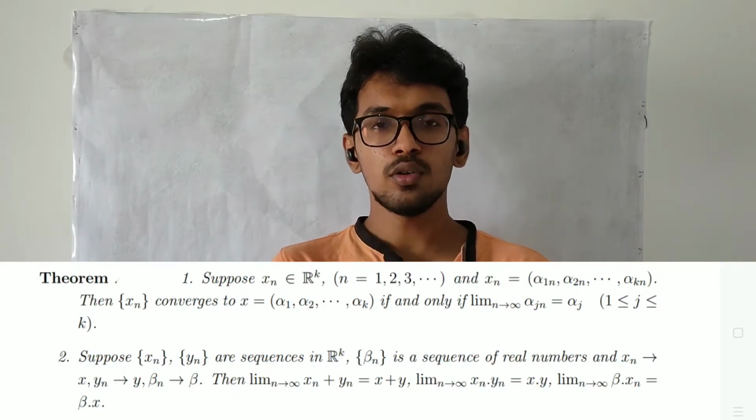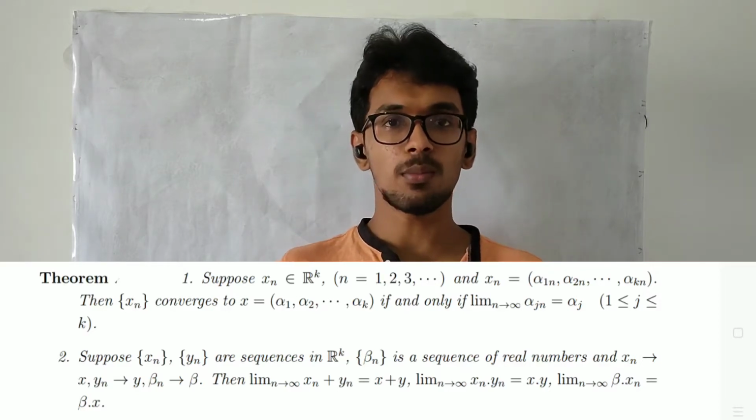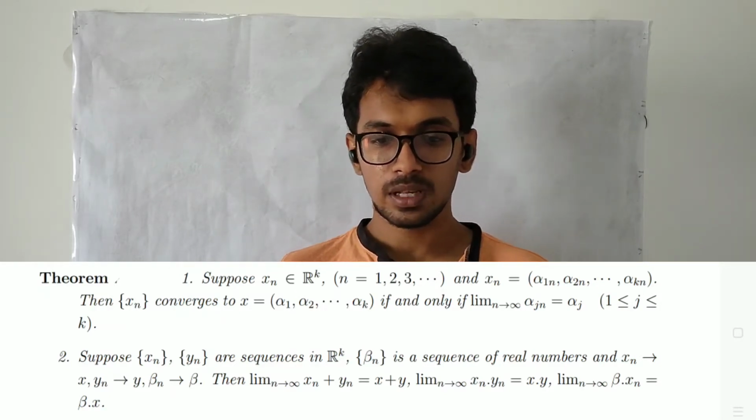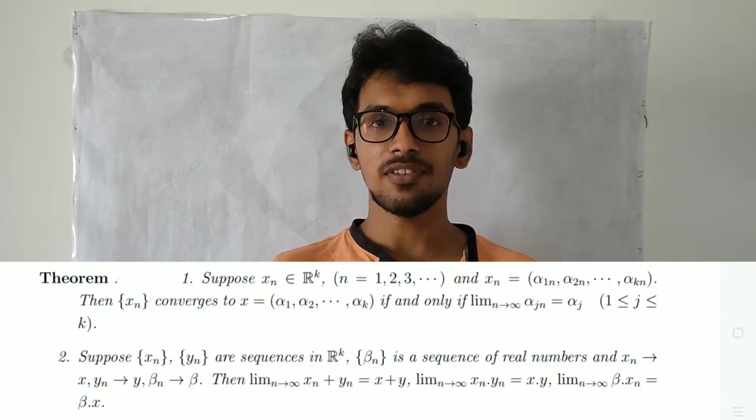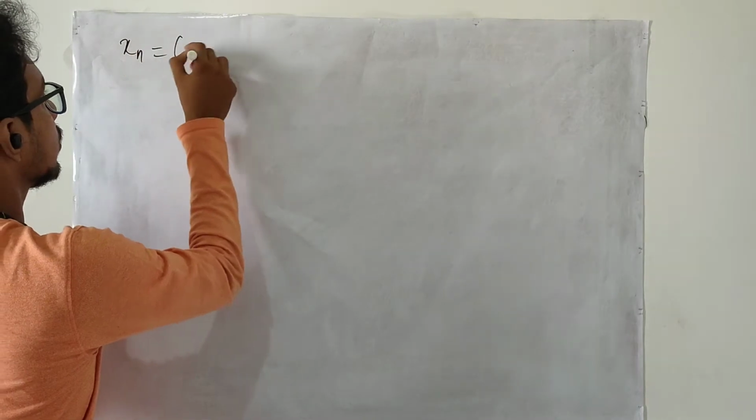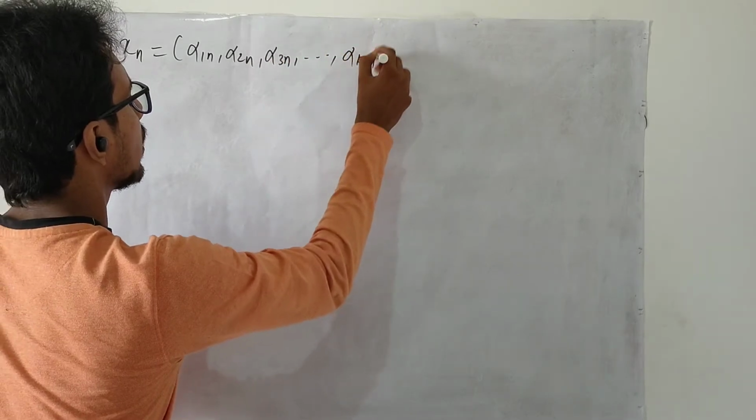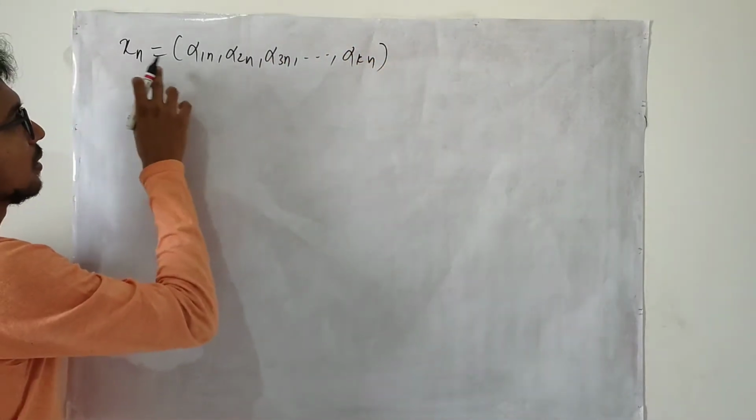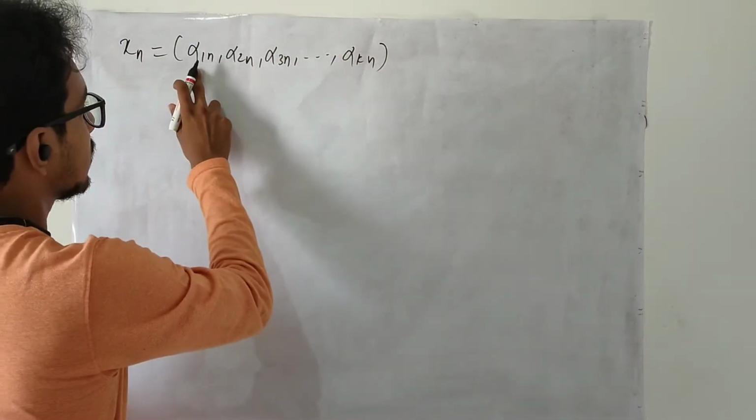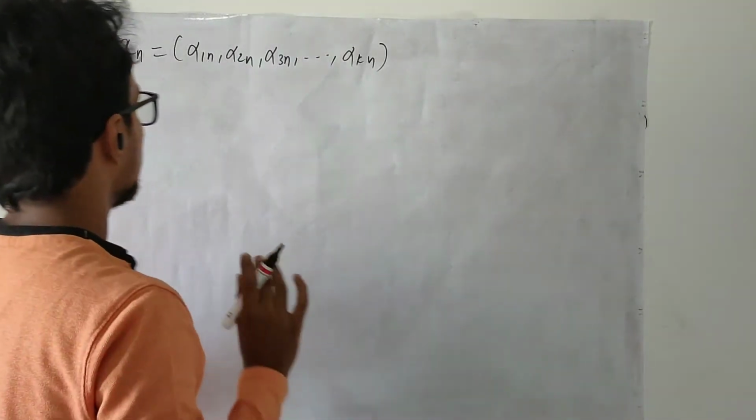Here, in Euclidean space, we are taking a point. In a Euclidean space, taking a point means it is a k-tuple. Since we have taken Rk, it is a k-tuple, right? That k-tuple is written with the notations that you may see now. Xn is equal to alpha 1n, alpha 2n, alpha 3n, and it goes till alpha kn. This n denotes the element in the sequence Xn, and 1, 2 till k denotes the position of those values in Rk, right?